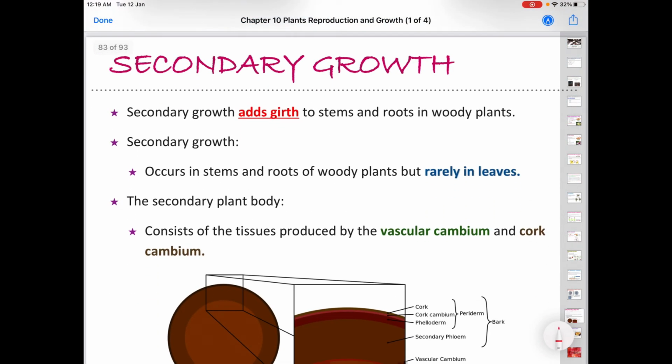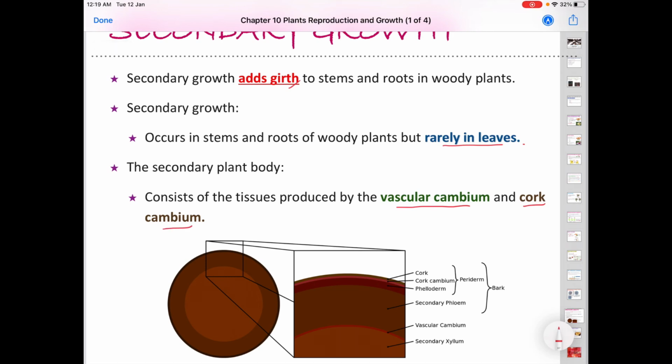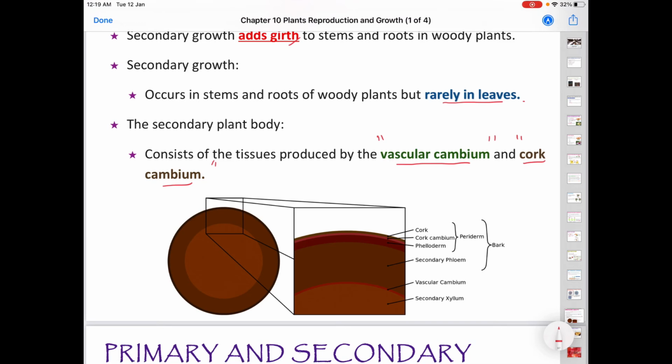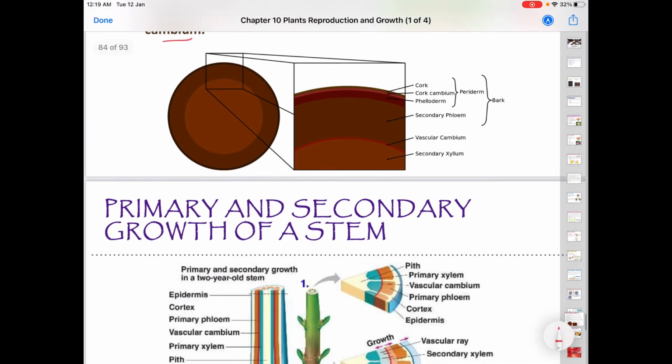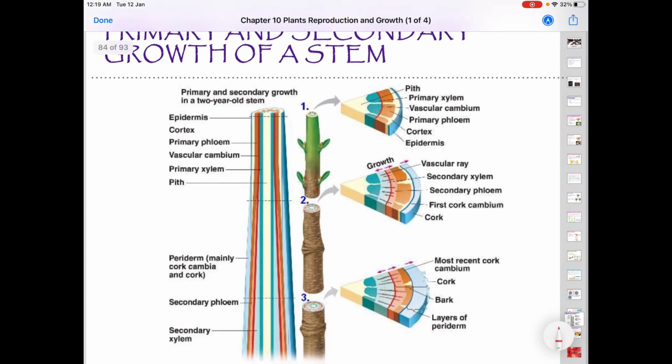Now we go into secondary growth, which adds girth to stems and roots in woody plants. Secondary growth occurs in the stem and roots of woody plants but rarely in leaves. The secondary plant body consists of the tissue produced by the vascular cambium and the cork cambium. You must remember that secondary growth comes from the vascular cambium and cork cambium. Primary growth happens in the apical meristem of the shoot and root.